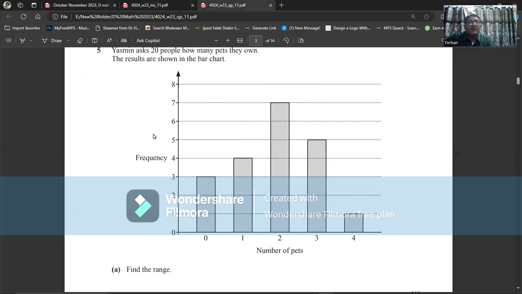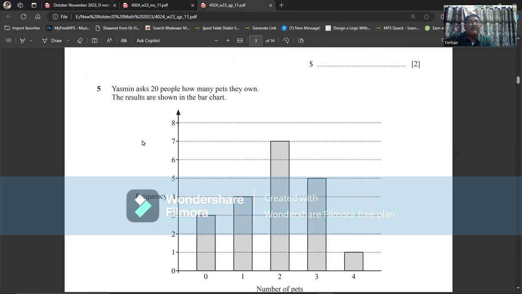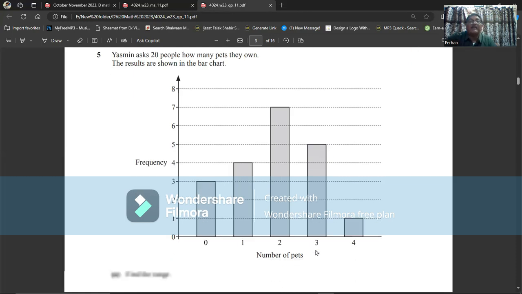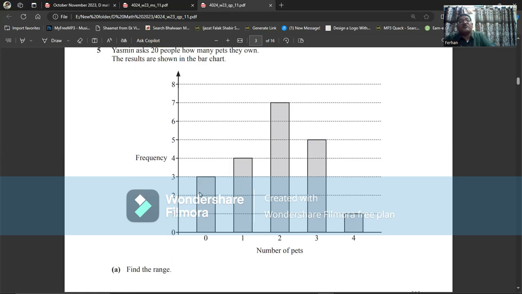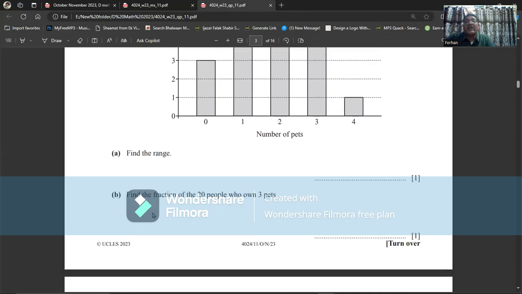We have question number 5. It says, Yasmin asks 20 people how many pets they own. The results are shown in the bar chart. So here we have the frequency, here we have the number of pets: 0 pets, 3 people; 1 pet, 4 people; 2 pets, 7 people; 3 pets, 5 people; 4 pets, 1 person. It says, find the range.